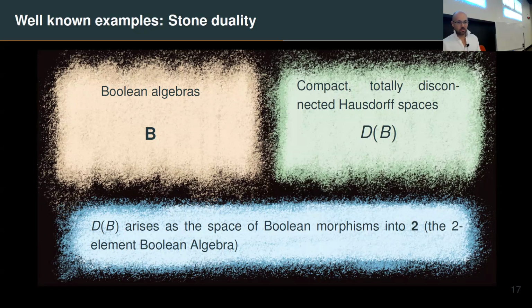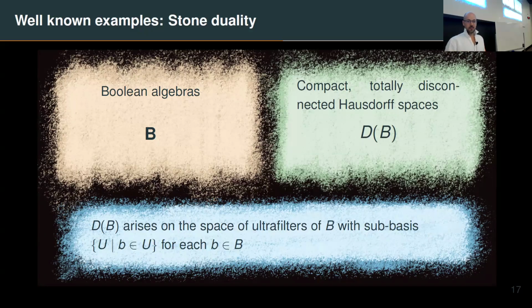Actually, that's the next slide. So maybe I'll look at this. Here, we just take all morphisms from the Boolean algebra into the two-element Boolean algebra, and we construct a topology on that. And there's no structure at all other than the topology in this case. You just get sets on the other side, but with topology. So compact, totally disconnected Hausdorff spaces I'll call Boolean spaces.